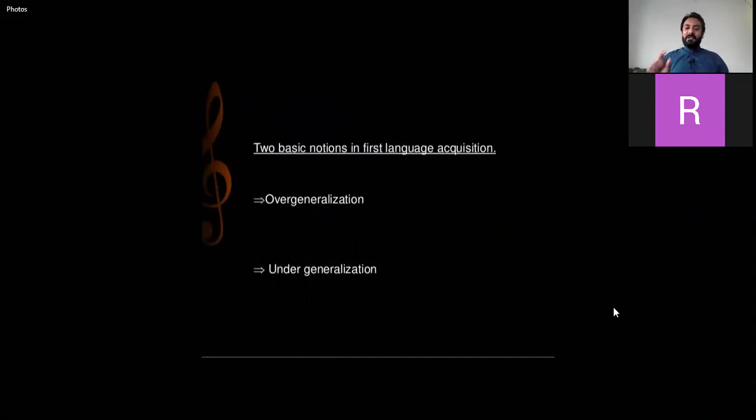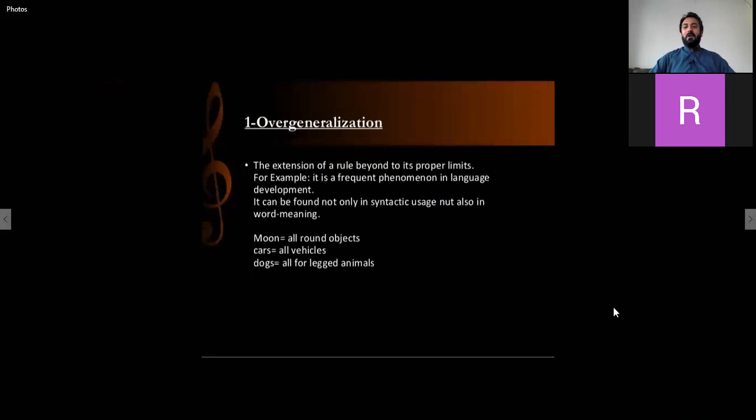So there are two basic notions in first language acquisition. First is overgeneralization and the second is undergeneralization. Overgeneralization means the extension of a rule beyond its proper limits.